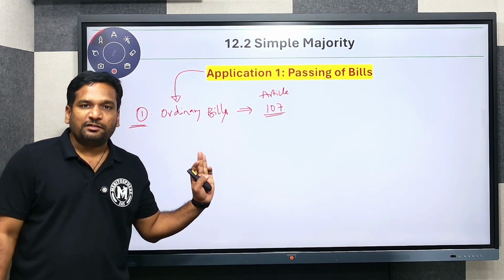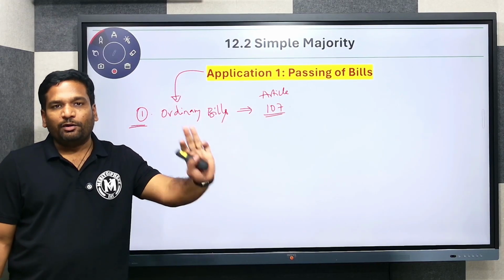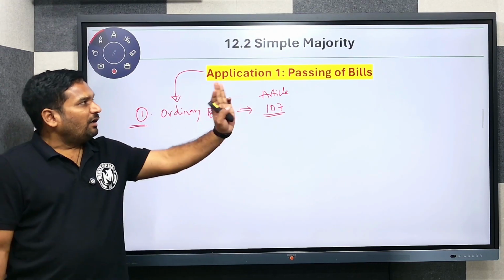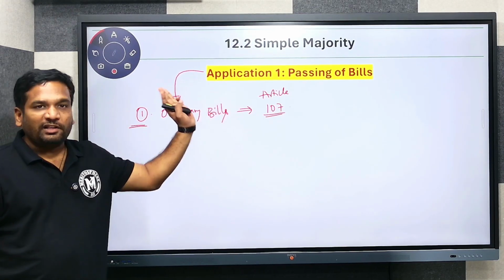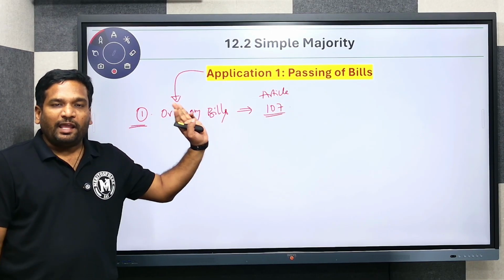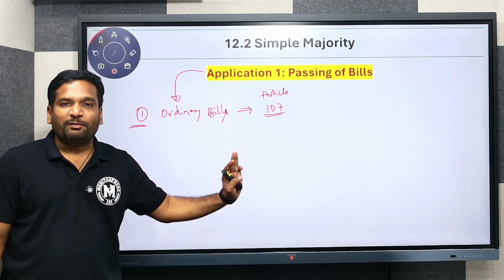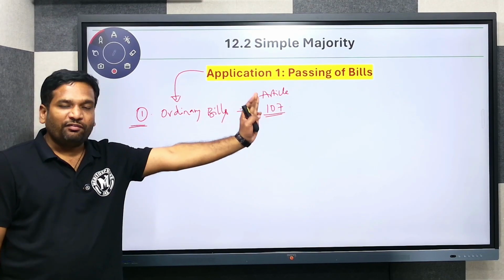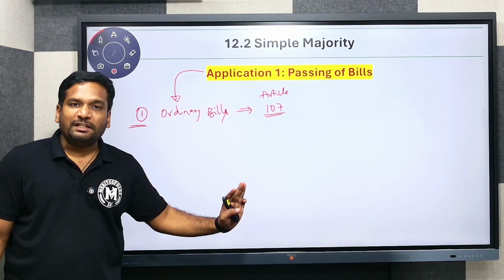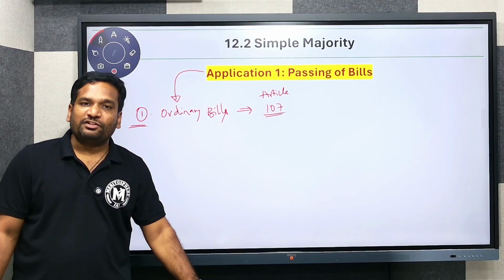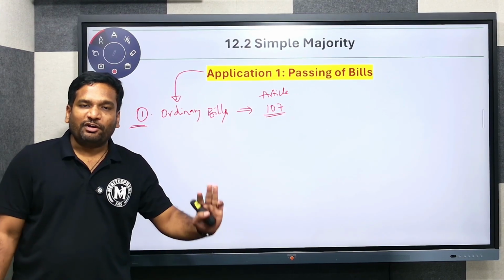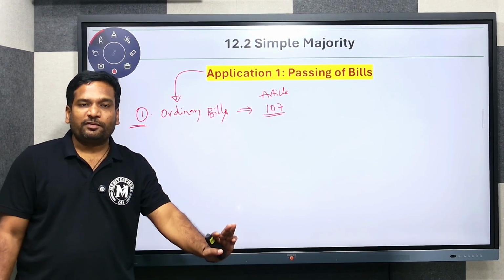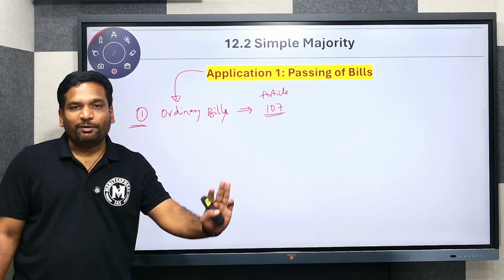What are these ordinary bills? We are going to look into that in volume 2. For now, just stick to the syllabus, stick to the lecture. So we are in the application part of the simple majority, which is used for passing of the bills. There are different types of bills, but for all the proposals of legislation, the majority that is used is simple majority only.